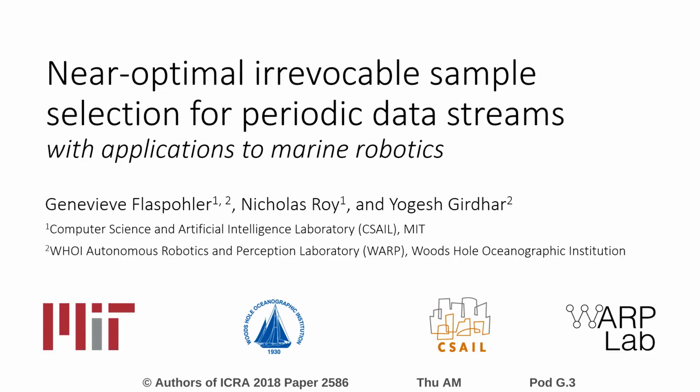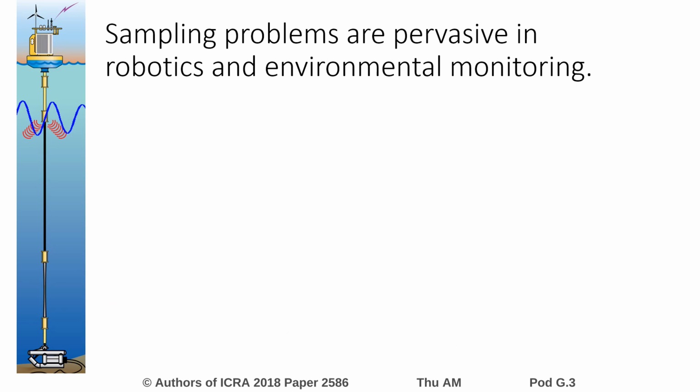This work presents our recent progress on the problem of irrevocable sample selection. Sampling or sensor selection problems are pervasive in robotics, environmental monitoring, and a variety of other applications ranging from data mining to online auctions. We consider a specific variety of sampling problems that share three common elements.